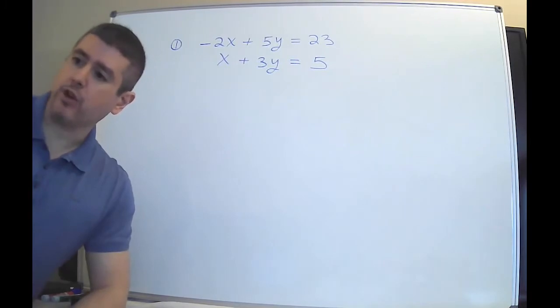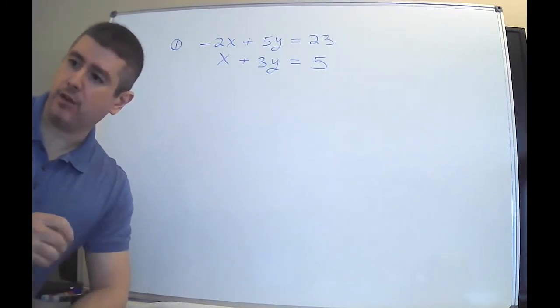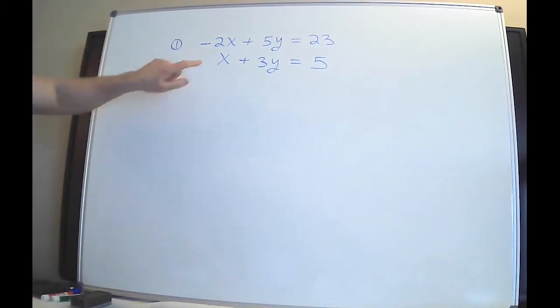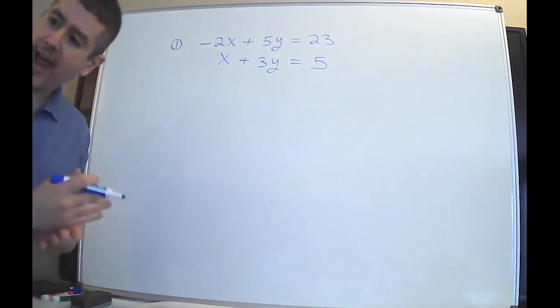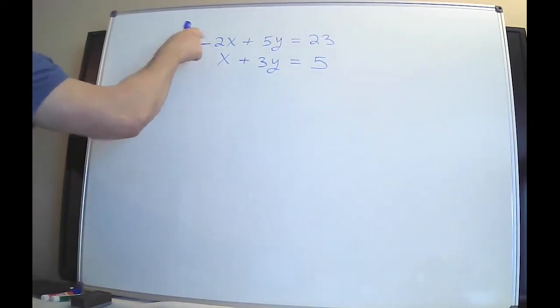Sure I could, but I'd have to turn both of those numbers into 15s, and it would require me to do more work than I need to do. If you see a 1 in front of any of the letters, that is the letter you go for. I need a 2 here. I need a +2 to cross out that -2.